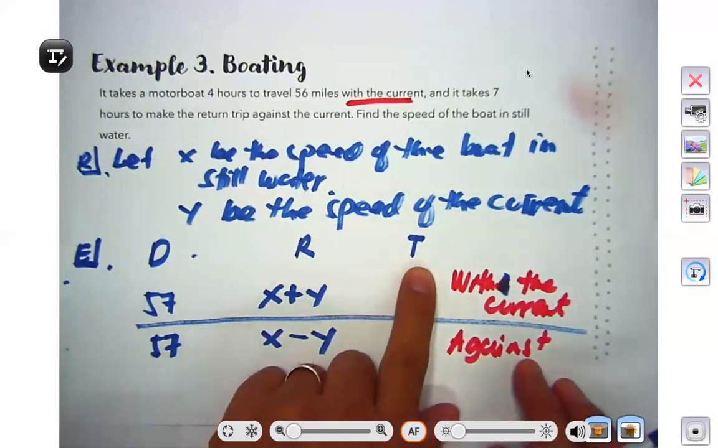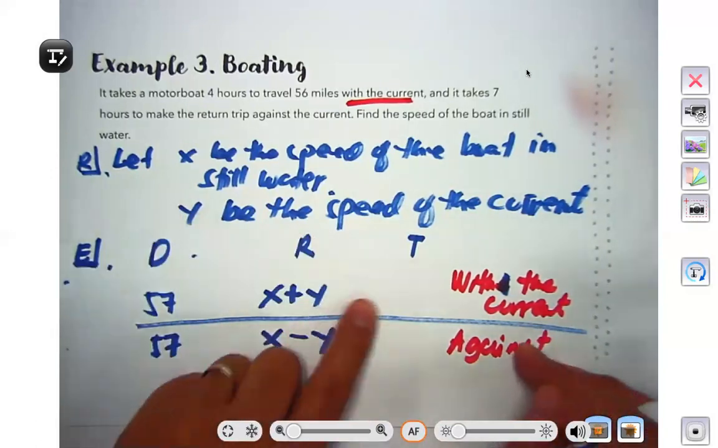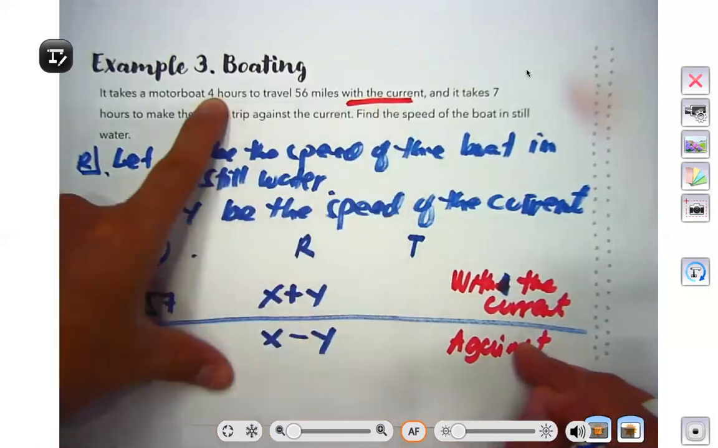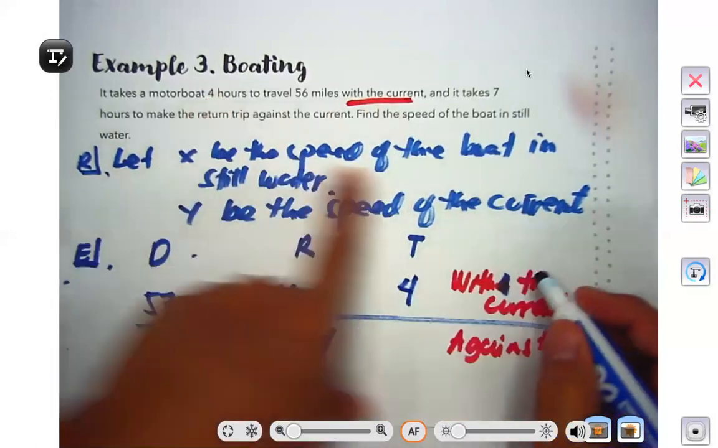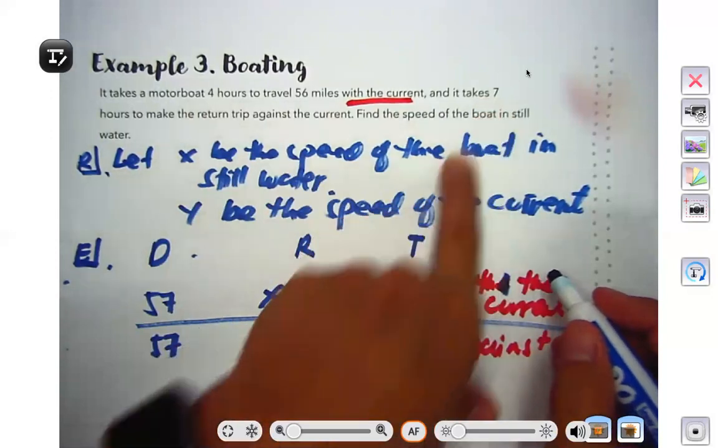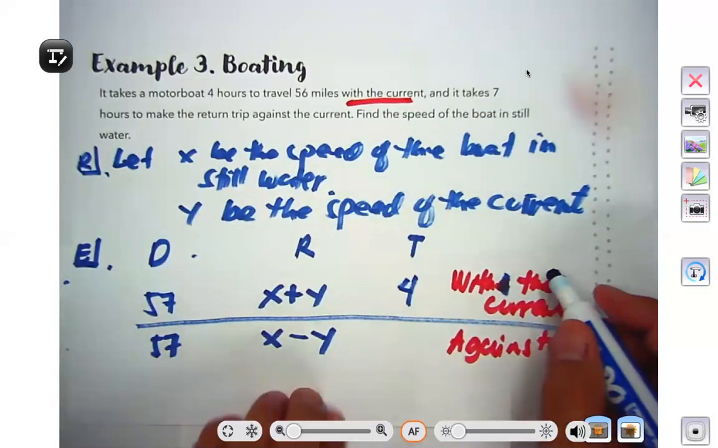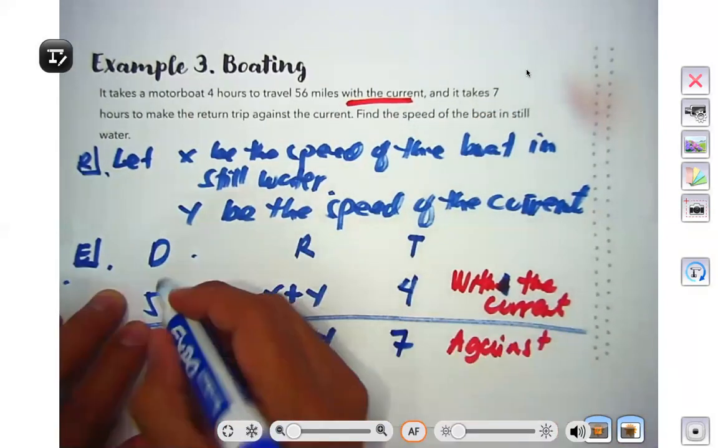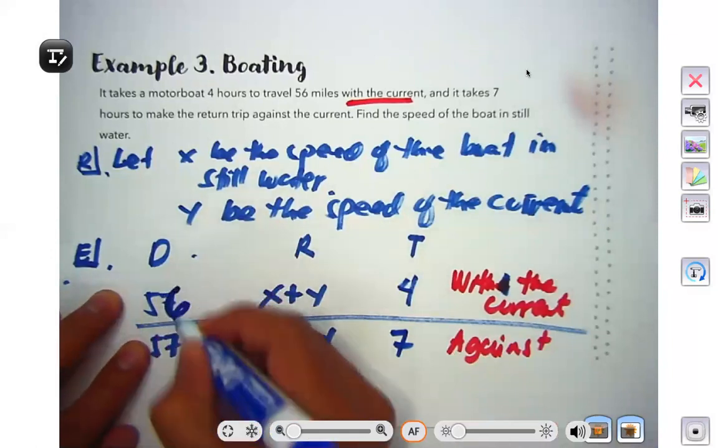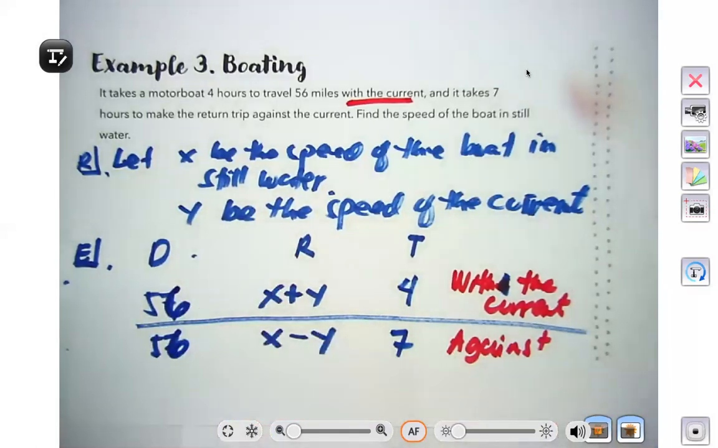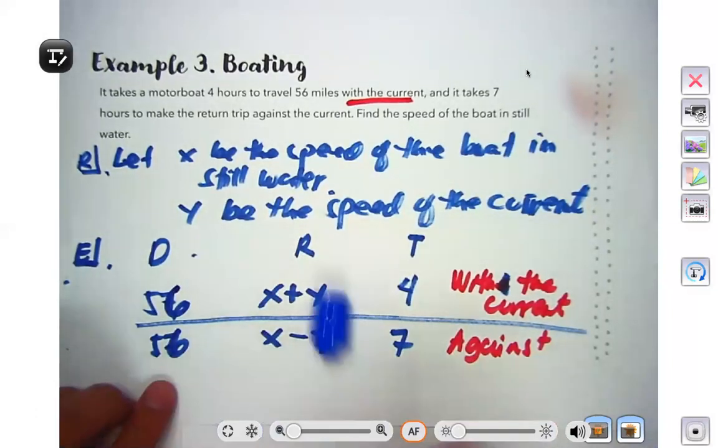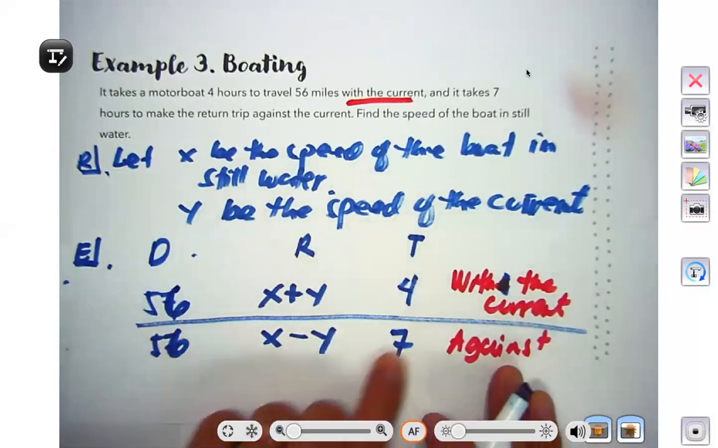How about the time? What's the time traveling with the current? It is 4 hours. How about against? It is 7. Oh, this is not 57, it's 56. I'm sorry about that. I don't know where I got that, but it should be 56. All right, 56, and then x plus y, and the time is 4. For against the current, it's 56 distance, rate x minus y, time 7.